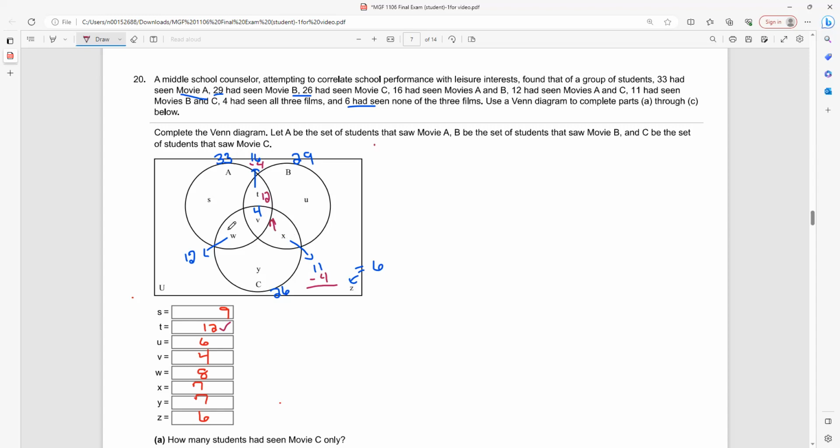And then for letter W, we have 12 that saw both A and C, but we're going to subtract from it the students that saw all 3 of the films. So 12 minus the 4 would make W the number 8. So let's go ahead and check those off. 8, our T, and our X.